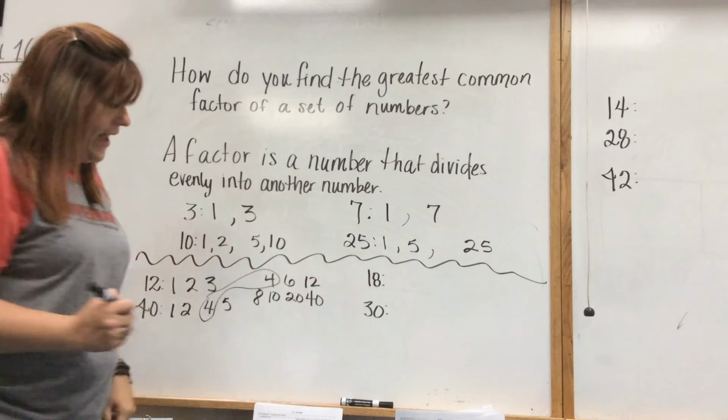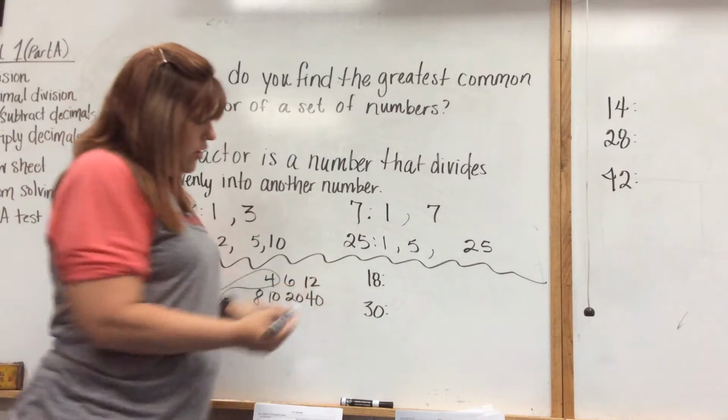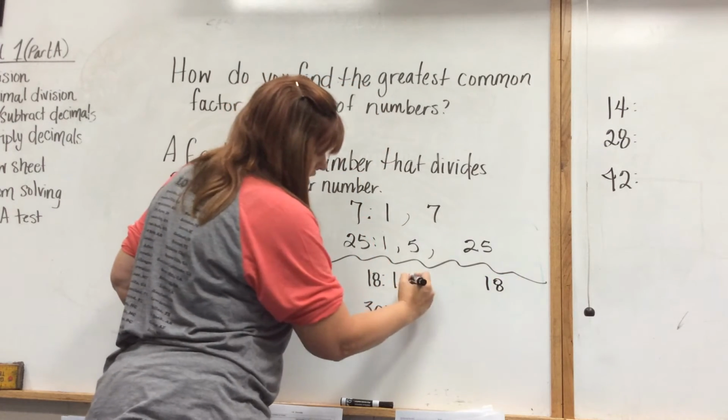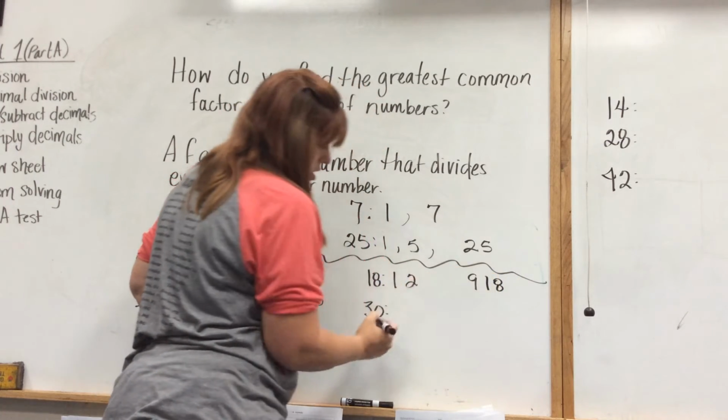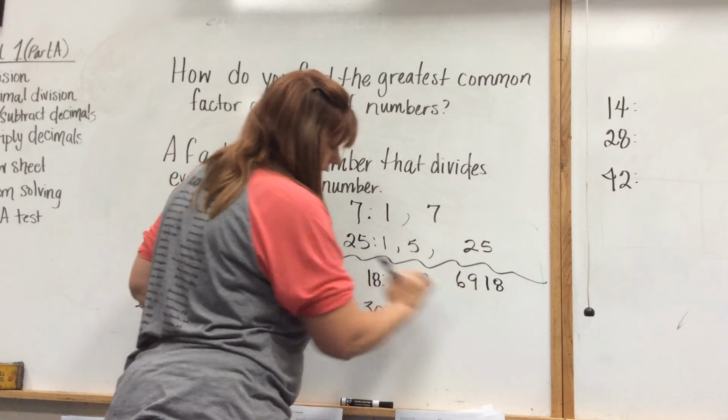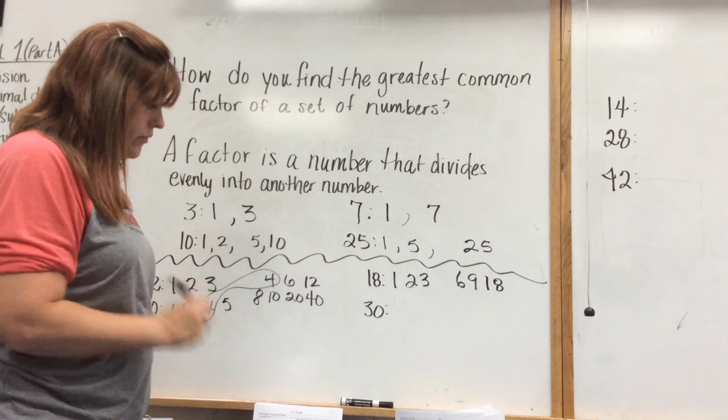Okay? 18. 1 times 18. 2 times 9. 3 times 6. Only thing left is 4 and 5, and neither one of them will go in there.